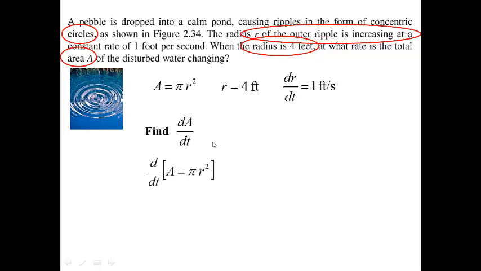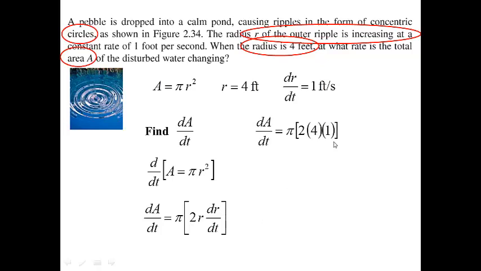Okay? Alright. So now we're going to take the derivative. When we take the derivative, we get dA/dt. That's what we're trying to find. The only variables are here, so the pi is a constant. We take the derivative of r squared, which is 2r. Don't forget the dr/dt from the chain rule. And then they gave us everything we need, so we can put in the 4 and the 1. And our final answer is 8 pi feet squared per second.